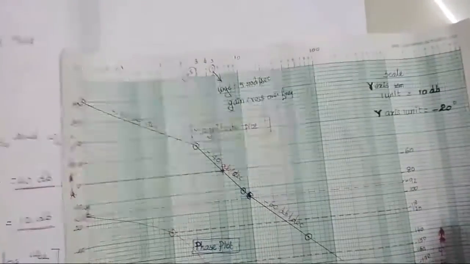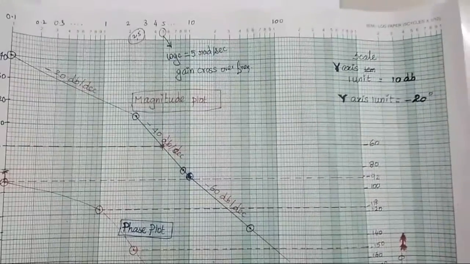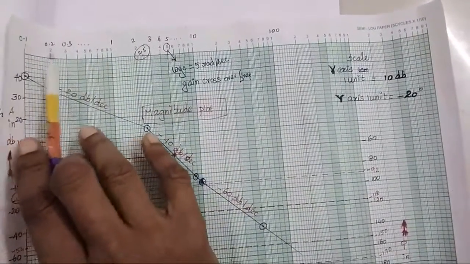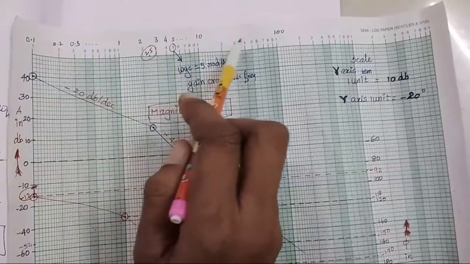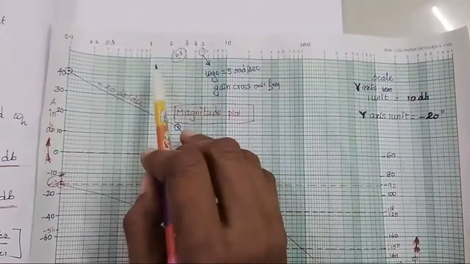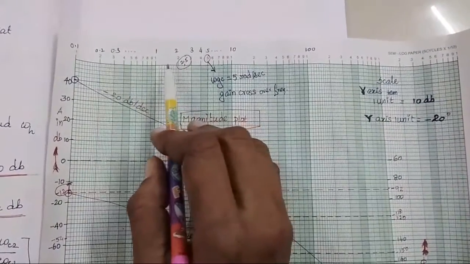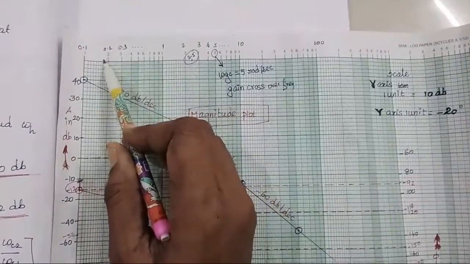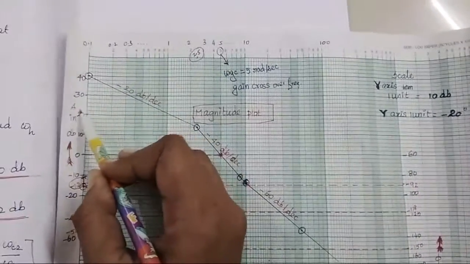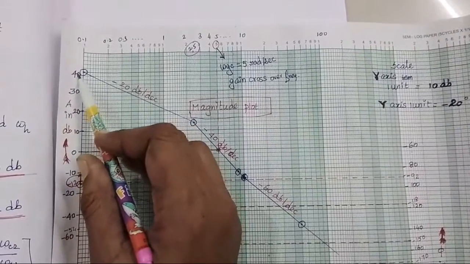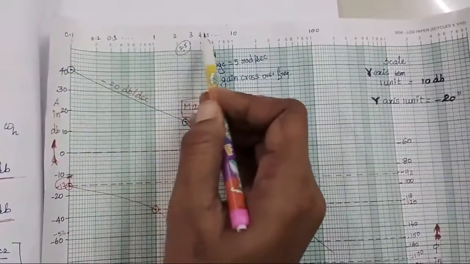So for drawing a magnitude plot, observe here, take a logarithmic scale here, a logarithmic scale here. So here it's a logarithmic scale value. It's a linear scale value. So here these values are gains in dB. Then these are all the logarithmic scale values.